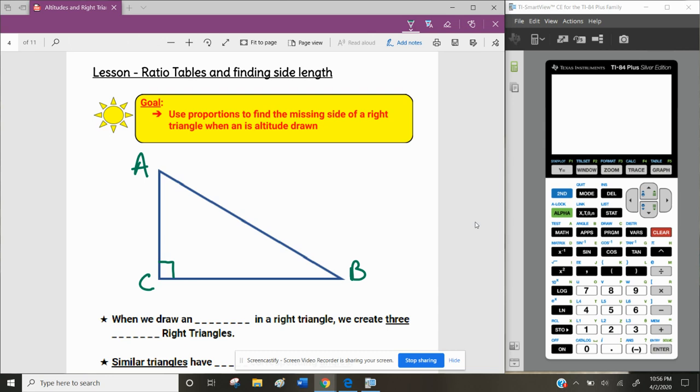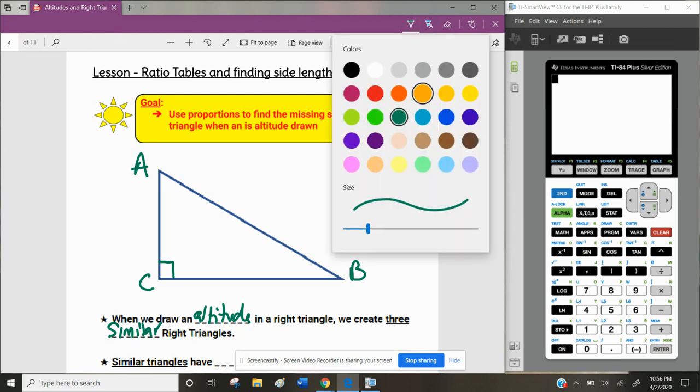So we're going to use a ratio table or proportions to find the side length in a right triangle where an altitude is drawn. When we draw an altitude in a right triangle, we create three similar right triangles. And let's see why that happens. So I'm going to draw an altitude.